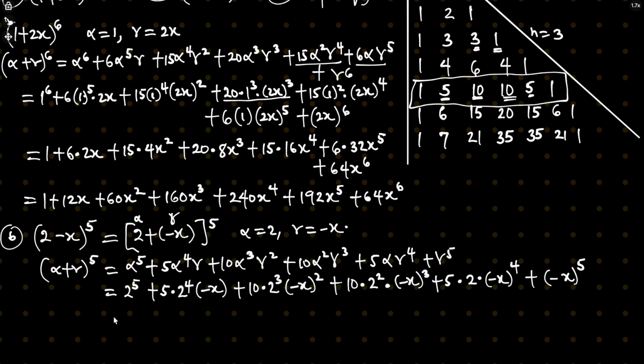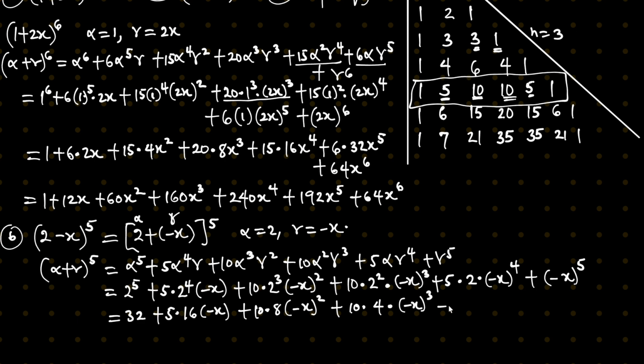Alpha is 2, so we have 2 to the power of 5 plus 5 times 2 to the power of 4 times gamma, which is negative x, plus 10 times 2 to the power of 3 times gamma squared, minus x squared, plus 10 times alpha, that is 2 to the power of 2, gamma cube, plus 5 times 2 times gamma to the power of 4, plus gamma to the power of 5. So when we go on with this, we have 32 plus 5 times 16 times minus x plus 10 times 8 times minus x squared plus 10 times 4 times minus x to the power of 3 plus 10 times 2 times minus x to the power of 4, then plus minus x to the power of 5.